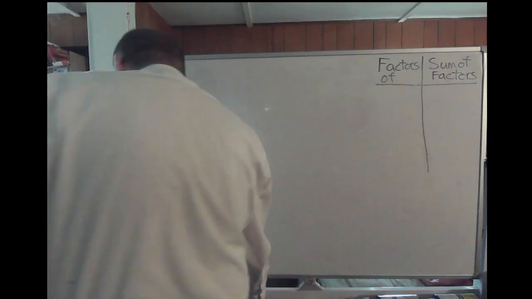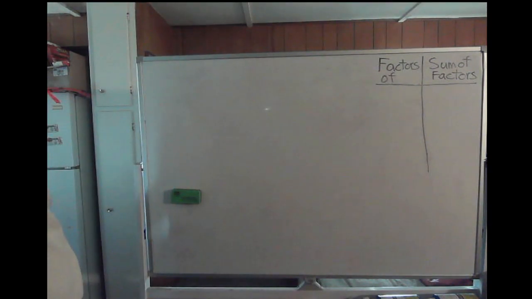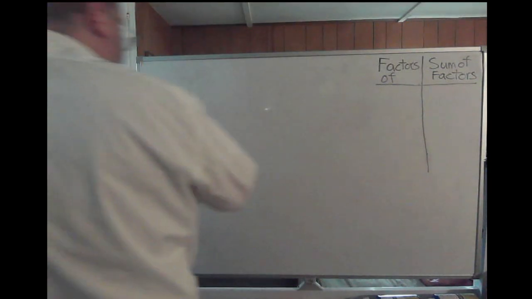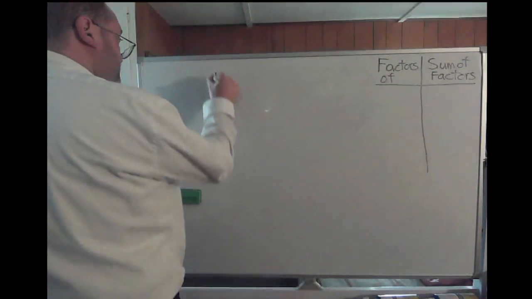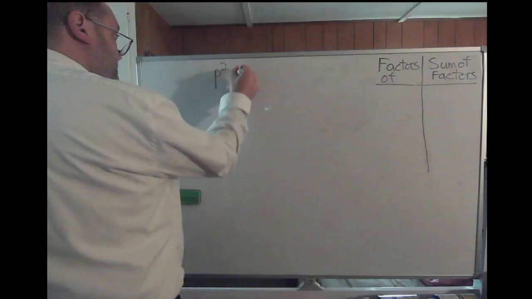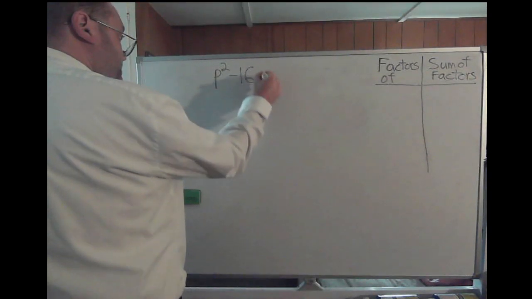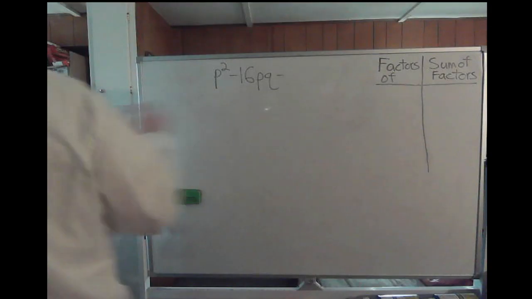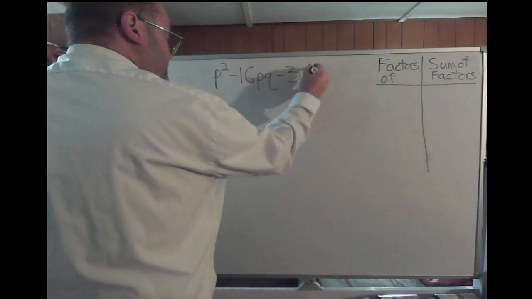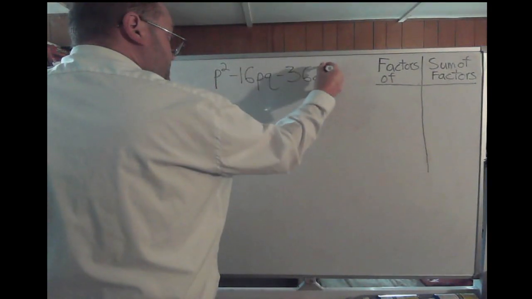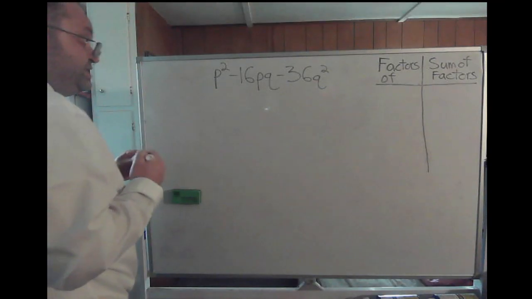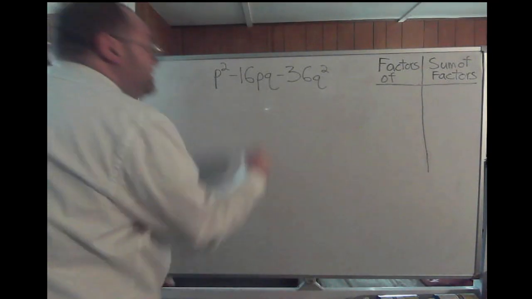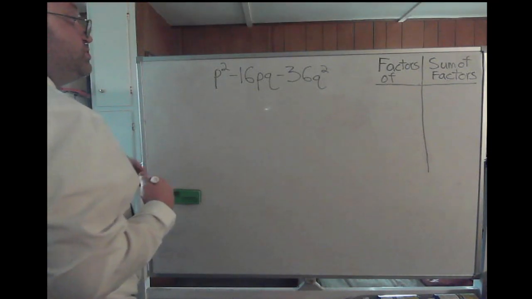Alright, one more example and I think we're done for the day. We'll do this one. p squared minus 16pq minus 36q squared. Alright, so we got p squared minus 16pq minus 36q squared.